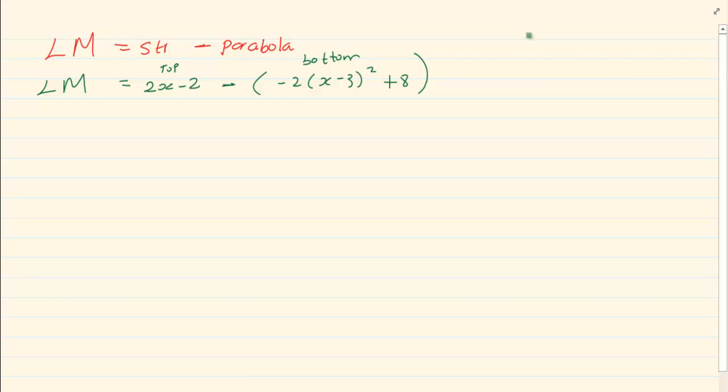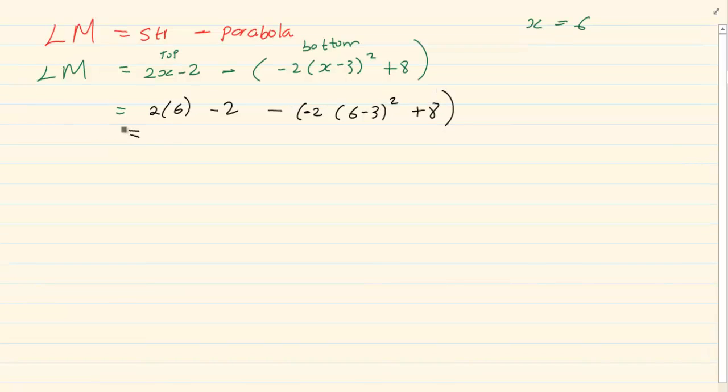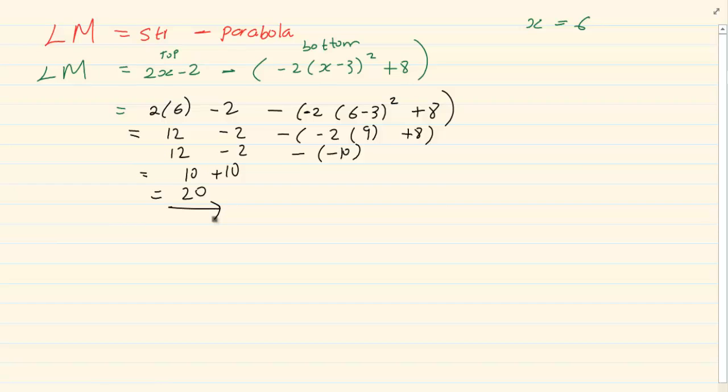Now they are telling me that x is equal to 6. So to solve, I am now going to substitute. So I have 2 into 6 minus 2 minus, open brackets, minus 2, 6 minus 3 all squared plus 8. Now you could simply press it into your calculator, and you would get that it is 20 units.